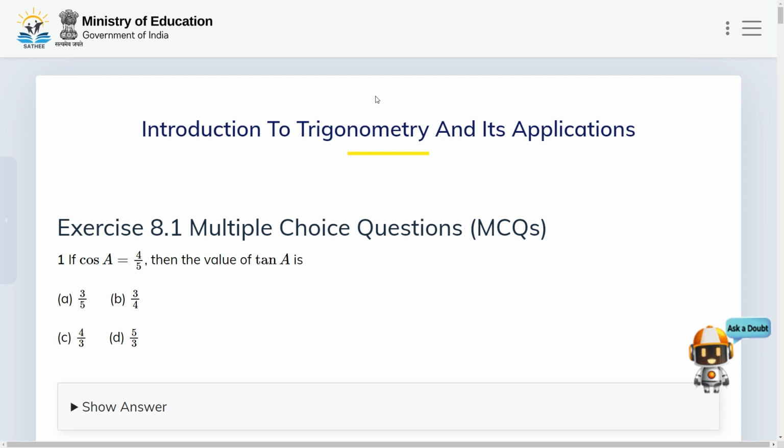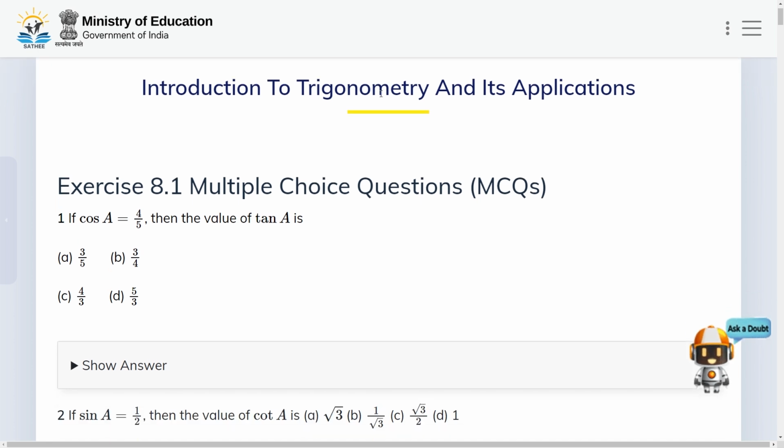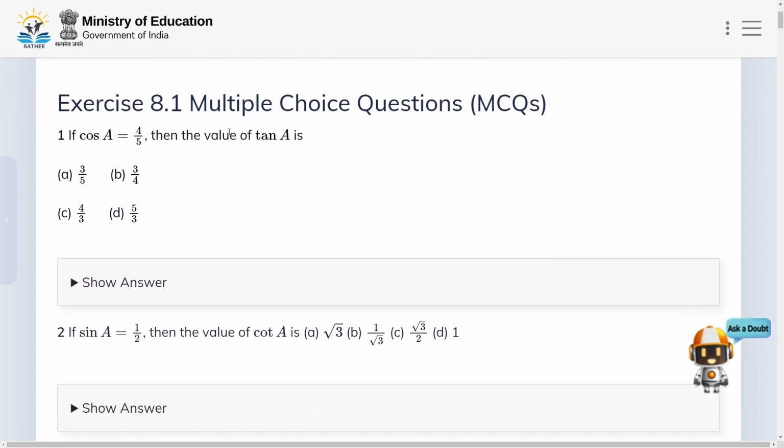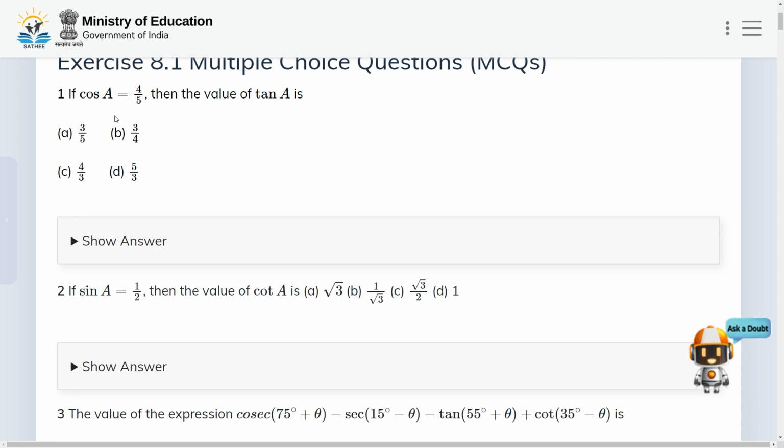Okay, so in this lecture we will discuss NCERT exemplar problems, Introduction to Trigonometry. So let's get started. In question number 1, we have: if cos A is equal to 4 by 5, then the value of tan A is what? Okay, so let us solve this problem.